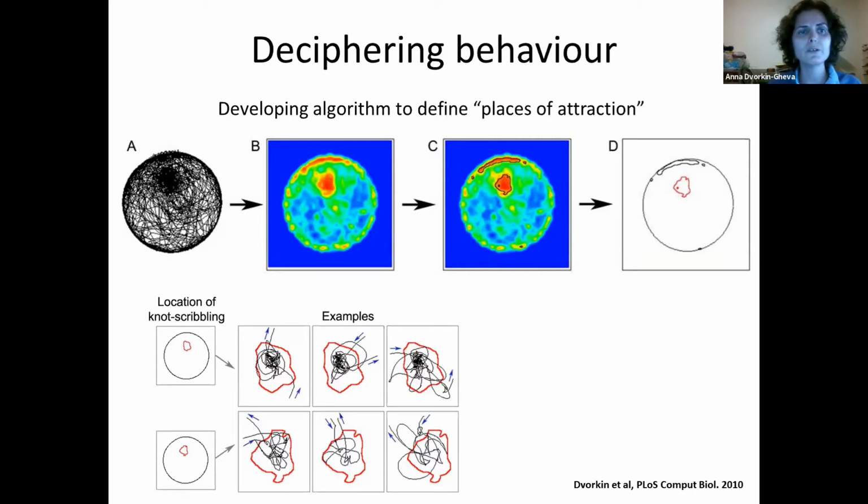So we really wanted to study it because up till now, the home base phenomenon was described qualitatively. So we wanted to study it in more algorithmic terms. So the first point was to actually be able to find it.